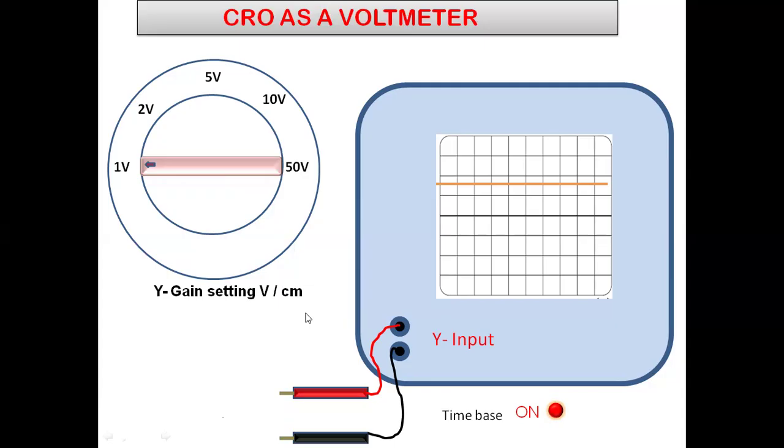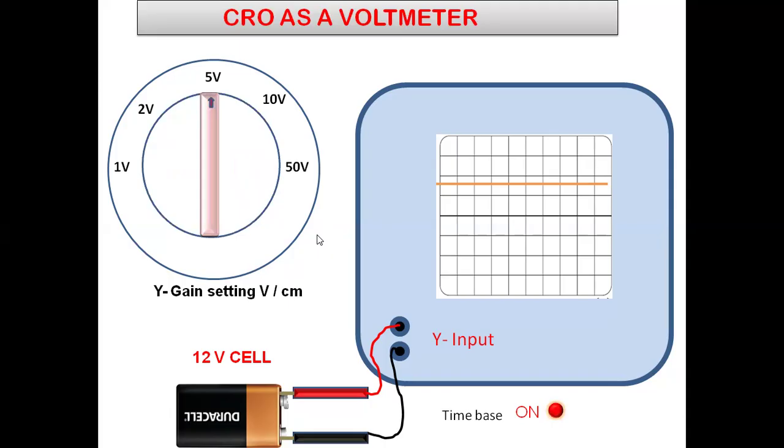So when we replace this with some other input like a higher voltage, that is 12 volt, the 1 volt per centimeter setting will not do the job now. So we have to change the settings to see the voltage. So what can we do? 5 volt per centimeter will be appropriate for this purpose. So when the 5 volt per centimeter setting is done, the spot, the bright horizontal line, shifts upward.